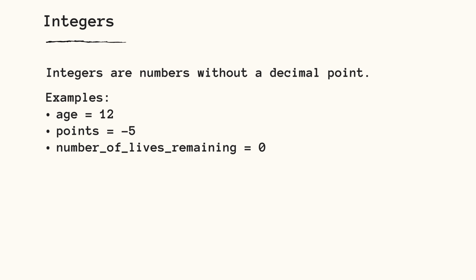So age equals 12. Makes sense, right? We usually think of age as a full number. No one goes around saying, hey, I'm 12.6 years old, unless they're really into decimals. So we use an integer here. Points equals -5. Maybe you lost 5 points in a game. Yep, integers can be negative too. Python's cool with that. Number of lives remaining equals 0. That's usually game over. But in programming, 0 is just another integer, and it's often used to show that something is empty or done.